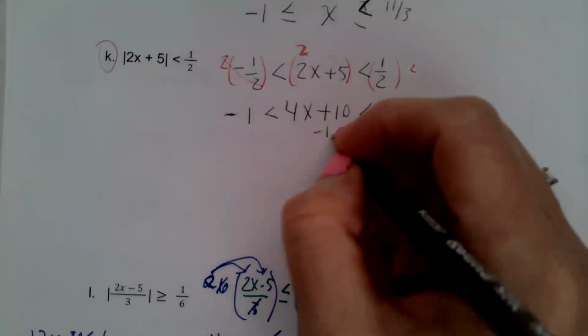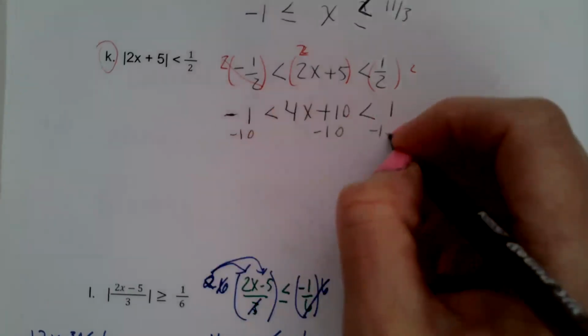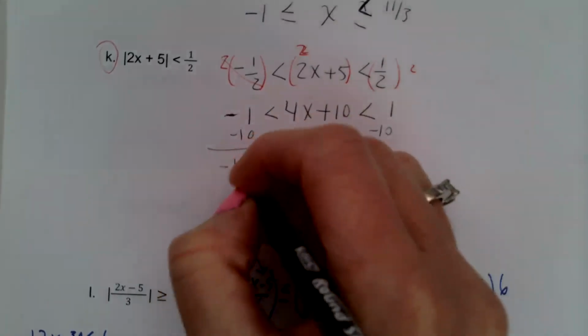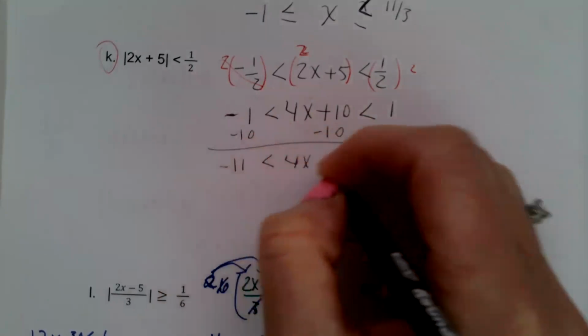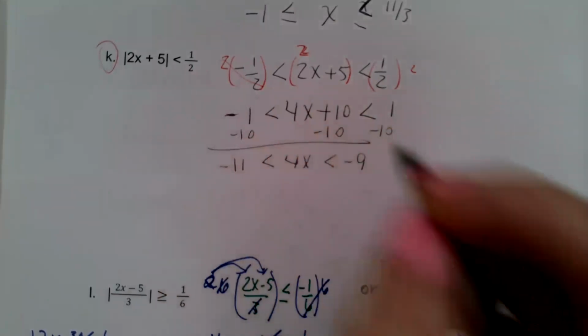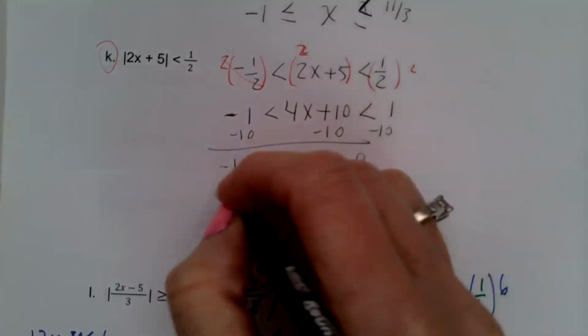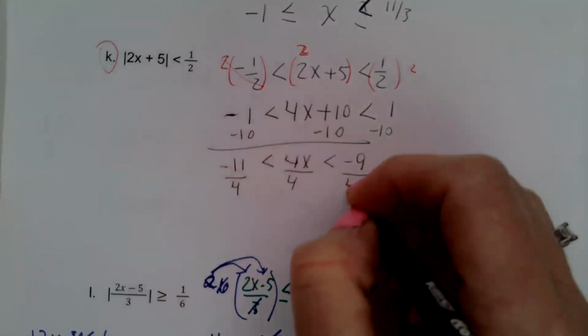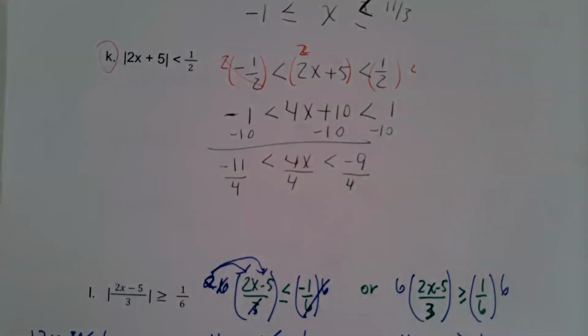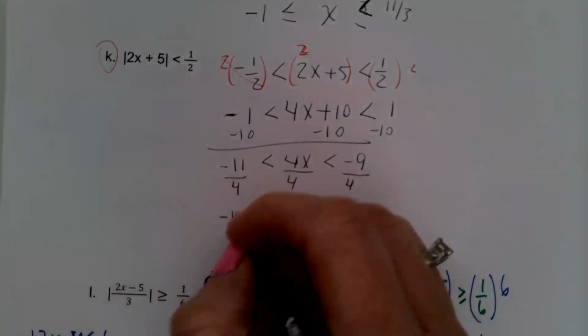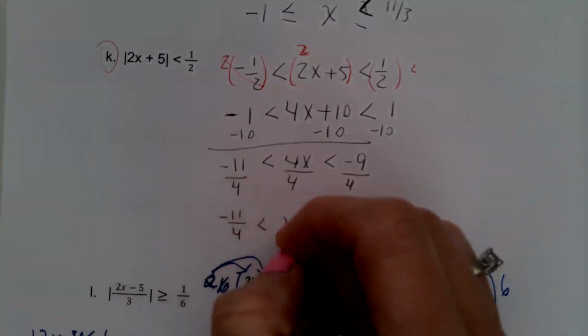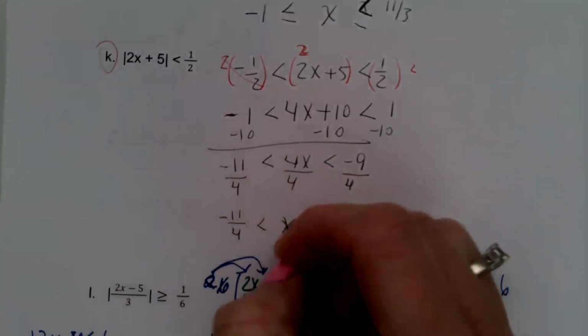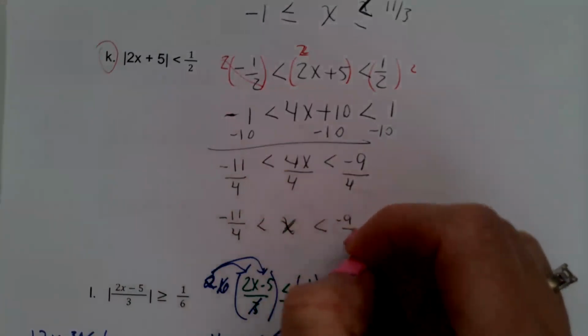So first thing we'll do is subtract 10. And we'll have a negative 11 is less than 4x is less than negative 9. And then we're going to divide by 4. So a negative 11 fourths is less than x is less than a negative 9 fourths.